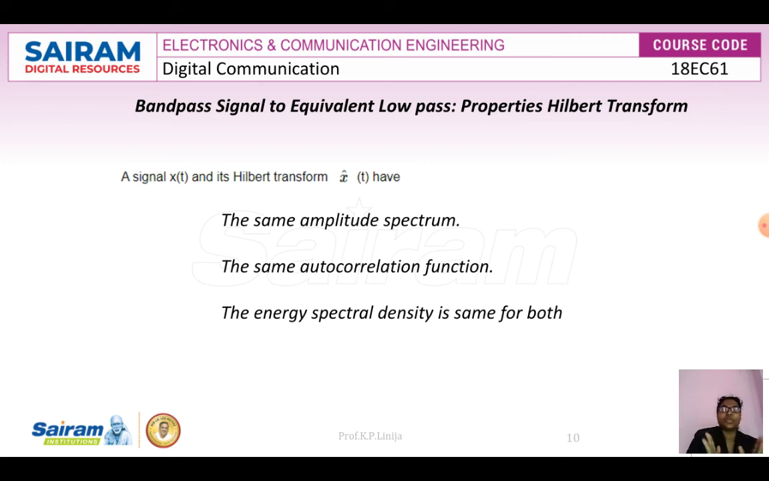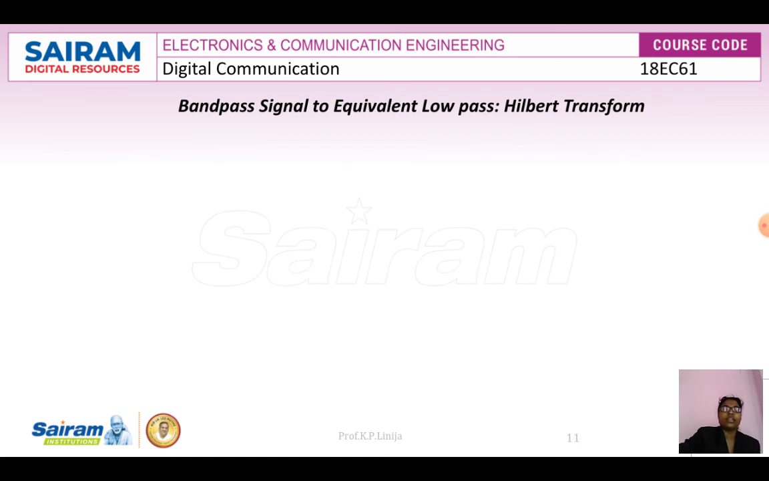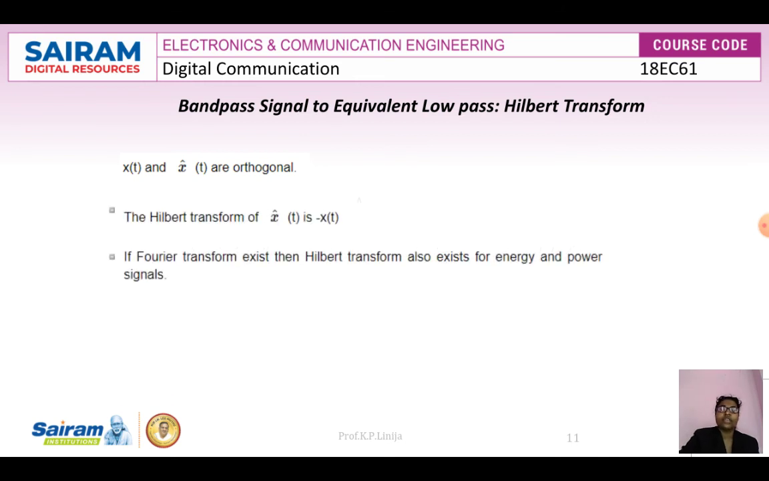Now coming to the significance or some of the peculiar properties of the Hilbert transform. Here a signal x of t and its Hilbert transform x cap of t will have the same amplitude spectrum, the same autocorrelation function, and the same energy spectral density. Okay. Also x of t and x cap of t are orthogonal. Then the Hilbert transform of x cap of t can be written as minus x of t.